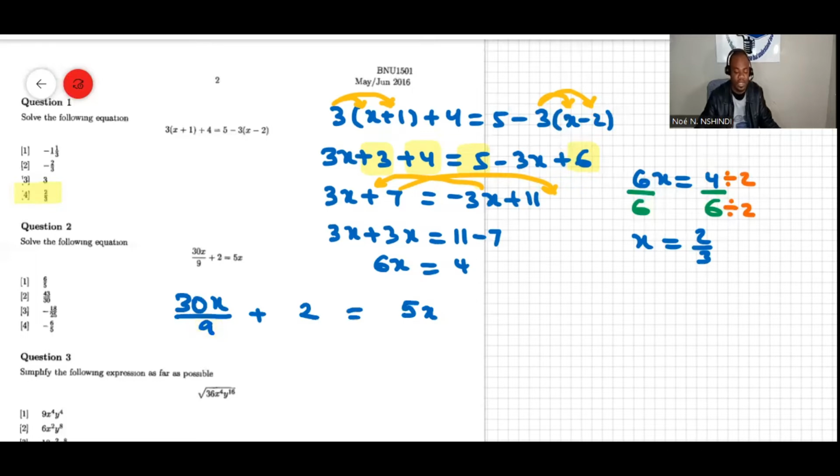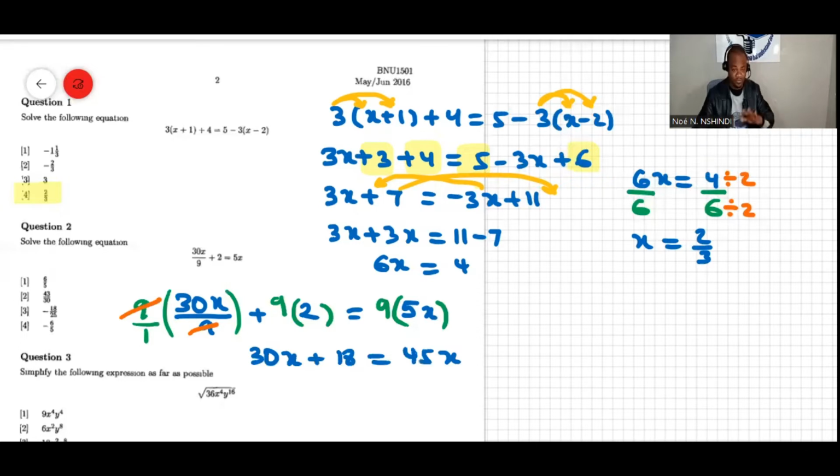This is possible if I multiply each term here by 9. The 9 is like 9 over 1. Let's first say I multiply each term here by 9, there also by 9, and there also by 9, each term of the equation. Why? Because I want to get rid of this 9. You must know that 9 has a denominator of 1. So when we multiply by 9, this will be cancelled out. And then the equation will become 30x plus 9 times 2 is 18, equal to 9 times 5x equal to 45x.